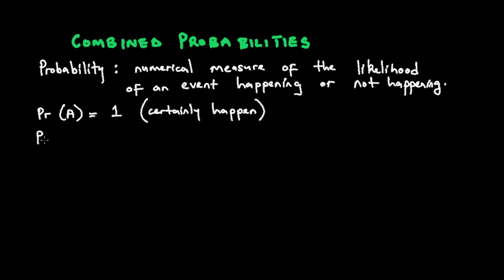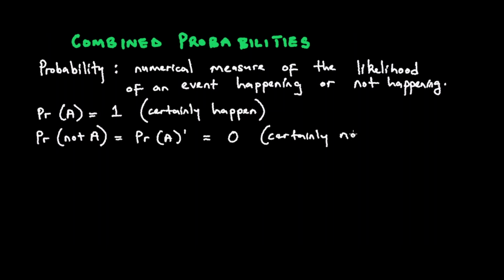Then the probability of not A, yatinogona kunyora is the probability of A complement. In this case inge equal to chi? Inge equal to 0. Zoreva kuti an event will certainly not happen. And these are the extremes.